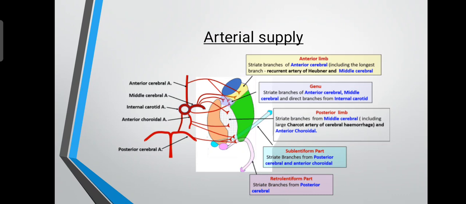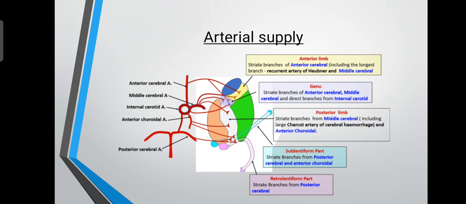So we talked about the anterior limb, genu, and posterior limb. Now the sublentiform part is supplied by the striate branches of posterior cerebral artery and anterior choroidal artery, and the retrolentiform part is supplied by the striate branches of posterior cerebral artery. So, this is the arterial supply of internal capsule.